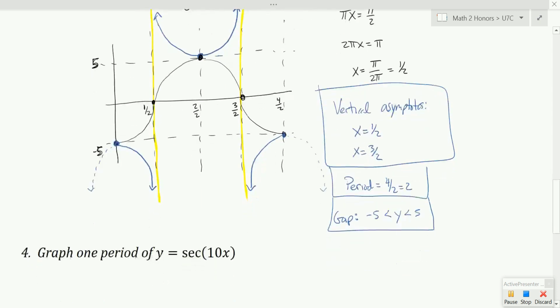All right, one last problem I want you to try on your own. Graph one period of y equals secant of 10x.